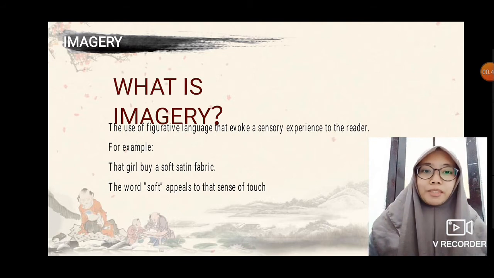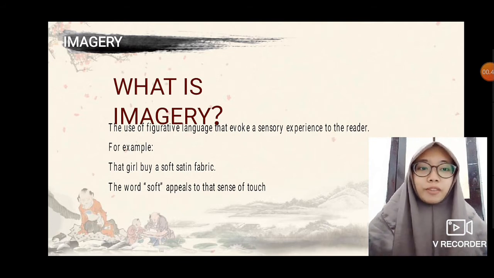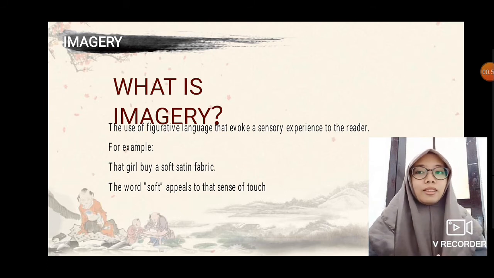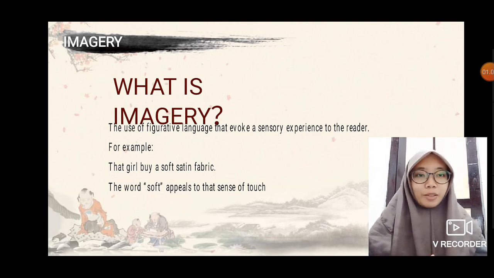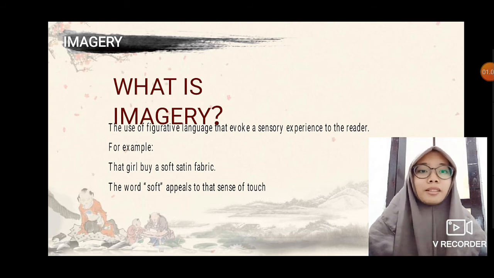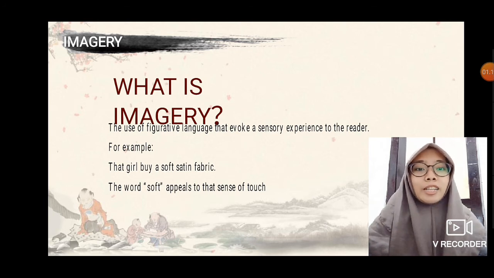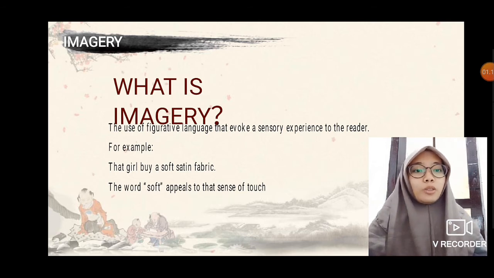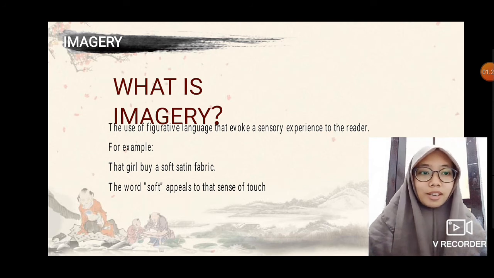What is imagery? Imagery is the use of figurative language that evokes a sensory experience to the reader. So when the writers write a poem using imagery, they will play to the reader's senses, providing them with sights, tastes, smells, sounds, internal and external feelings, and even internal emotions. For example, that girl buys a soft satin fabric. The word soft appeals to the sense of touch.